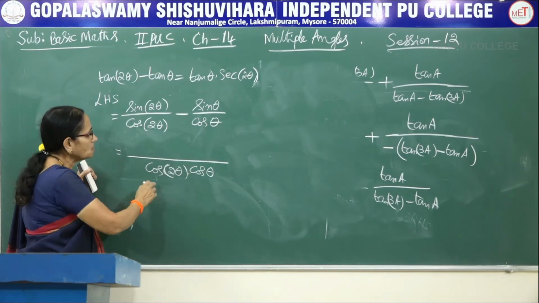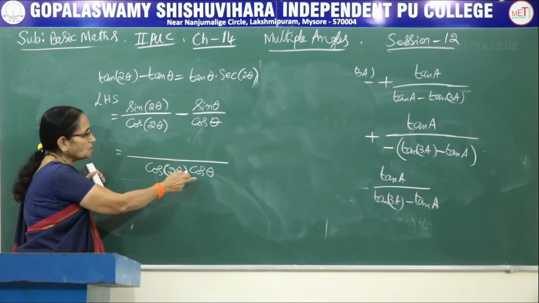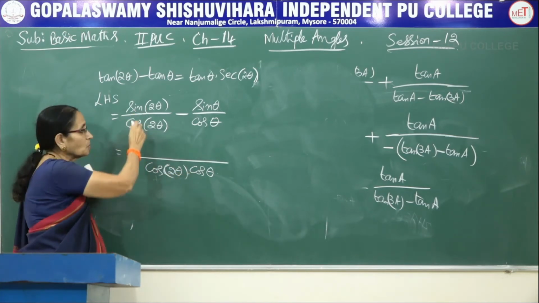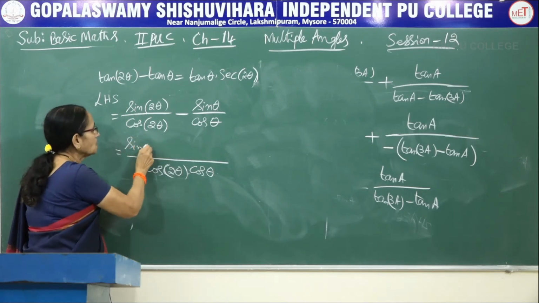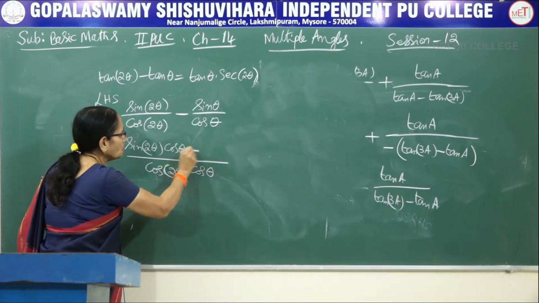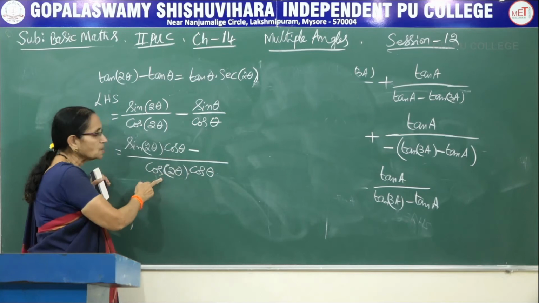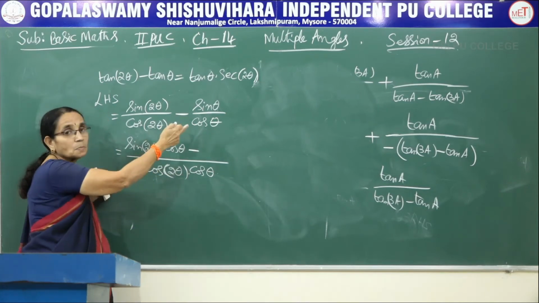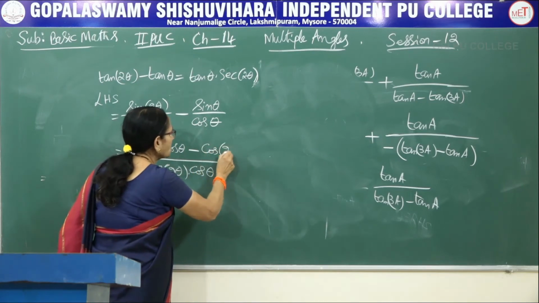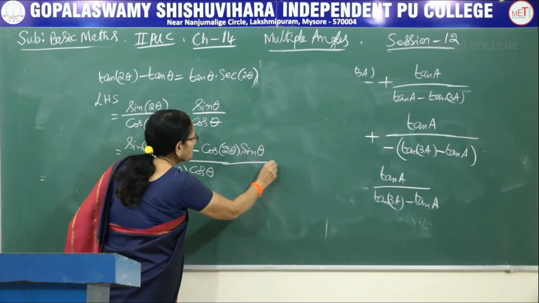Now what's the procedure? Divide the LCM by the denominator. I have divided. What is remaining? Cos theta. Multiply it with the corresponding numerator. So it becomes sin of 2 theta into cos theta minus, same procedure. When you divide by this one, cos theta cancels, cos of 2 theta remains, multiplied with the corresponding numerator. It is cos of 2 theta into sin theta.